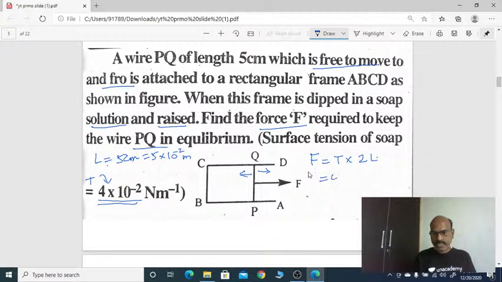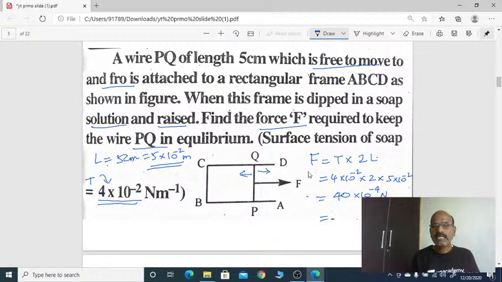So surface tension is given 4 into 10 power minus 2, into 2 into length. PQ length is 5 into 10 power minus 2. Right? Multiply, you will get, 2 fives are 10, 10 fours are 40, into 10 power minus 4 Newton. That will be 4 into 10 power minus 3 Newton. This is the force required to keep the PQ wire in its equilibrium position.